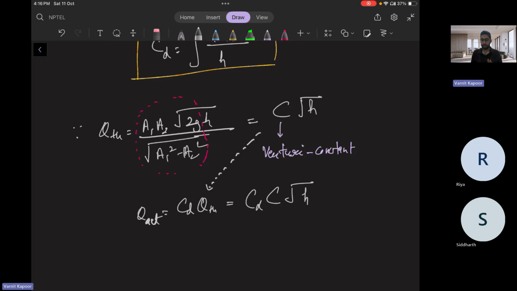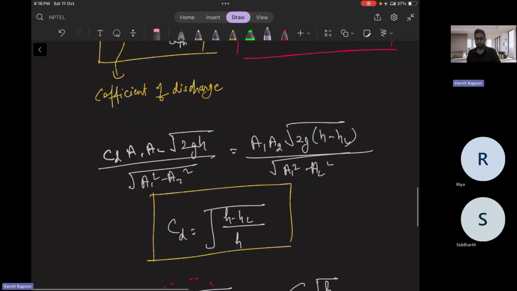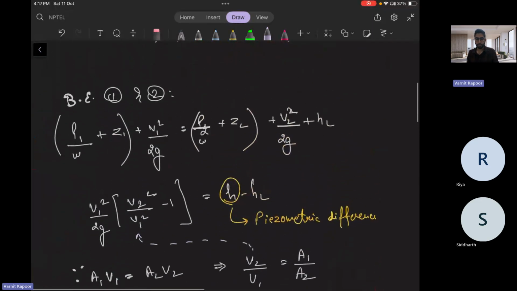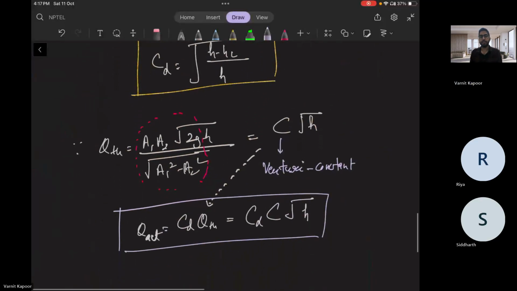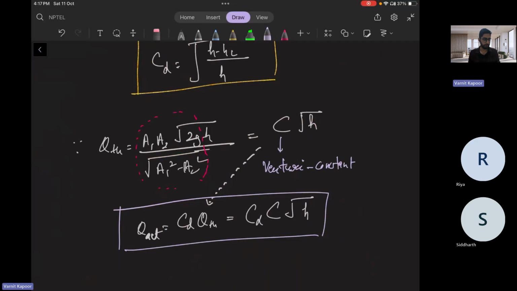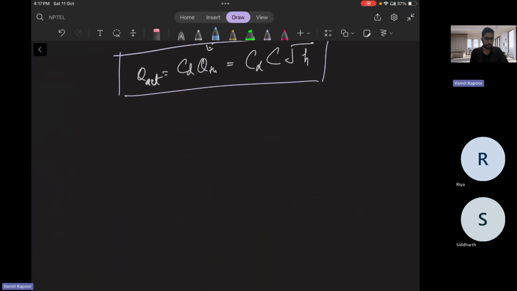I think this much is clear now. So we understood the expression for discharge value. We have got our discharge for the Venturi meter, and this can be related in very different ways. Now we'll come to the topic of relation between piezometric head and manometric deflection.